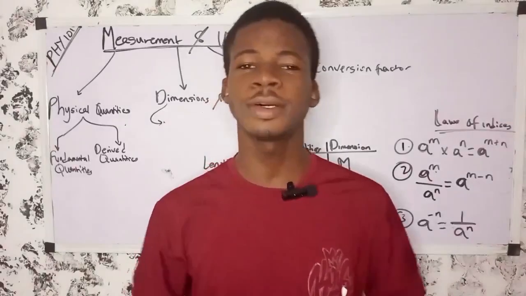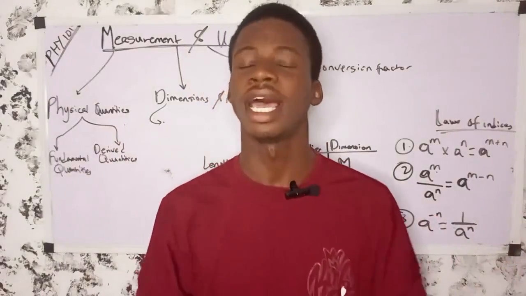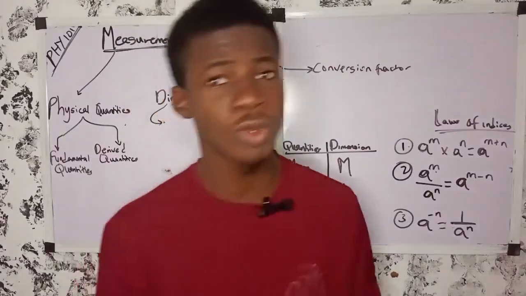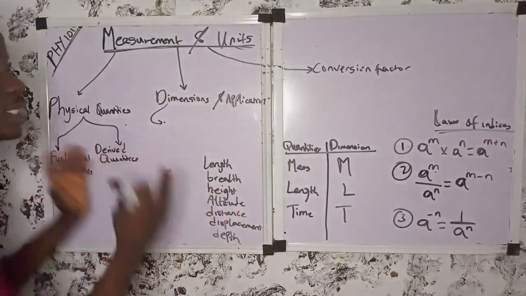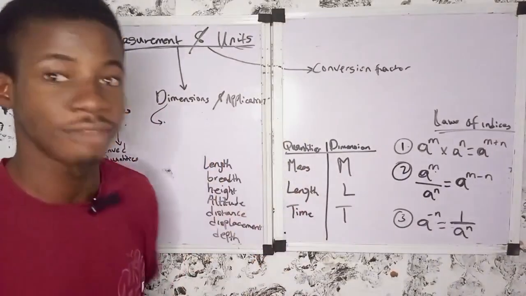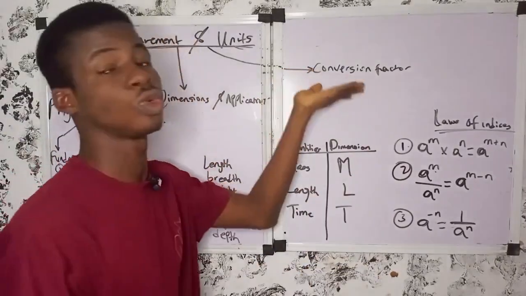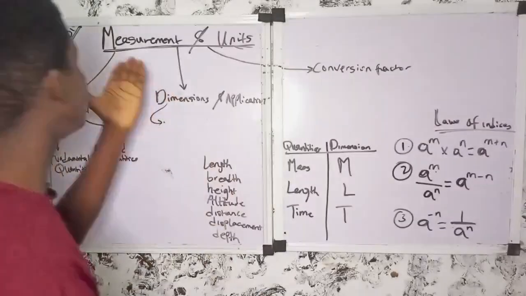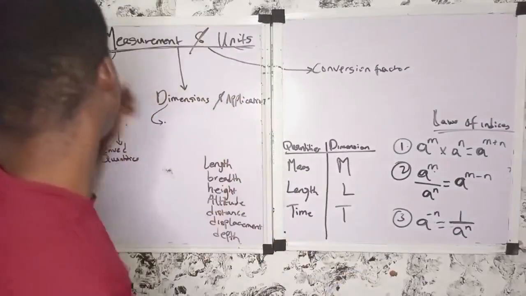Alright, so welcome to our very first class in Phys 101, A-level physics. In today's class video, we are going to cover a lot. At first, we will talk about physical quantities, then we move to dimensions as well as applications of dimension. Then finally, we move further to conversion factor. And as you can see, measurement and unit is the very first chapter in Physics 101.